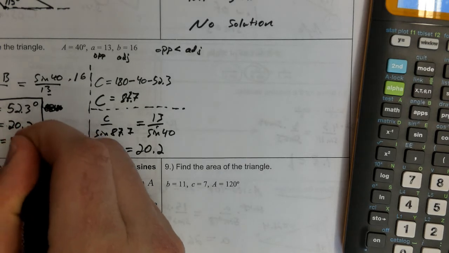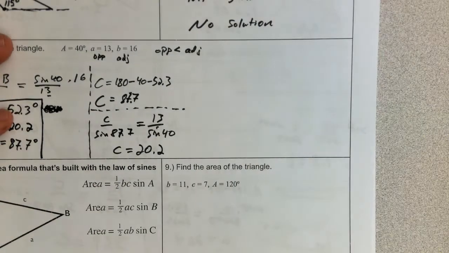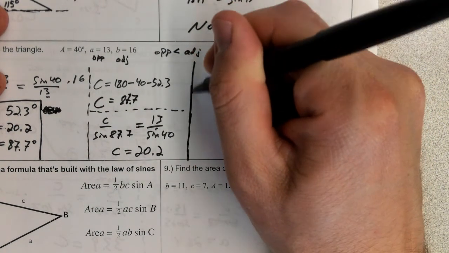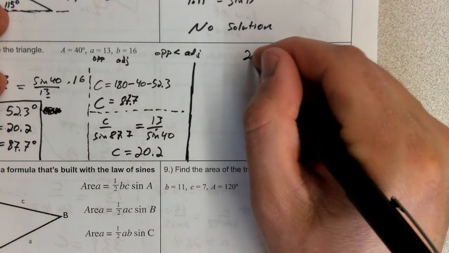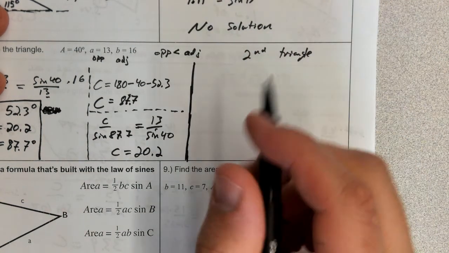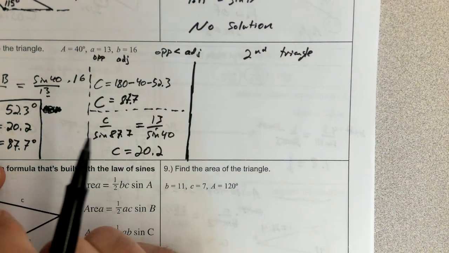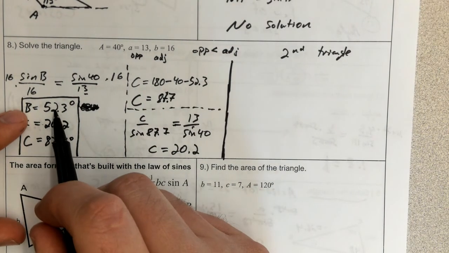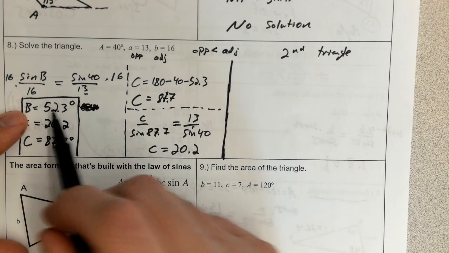Now, this is the important thing. If you know that there's two triangles, the very first thing you do to find the second triangle, or the second solution, think of it like that, is you take whatever that first angle was that you found. So it was angle B, right? And you take 180 minus that.